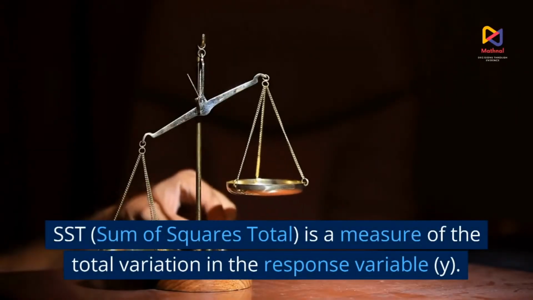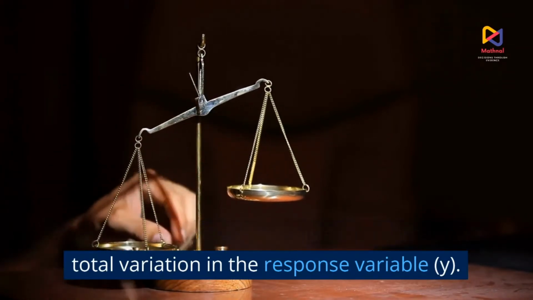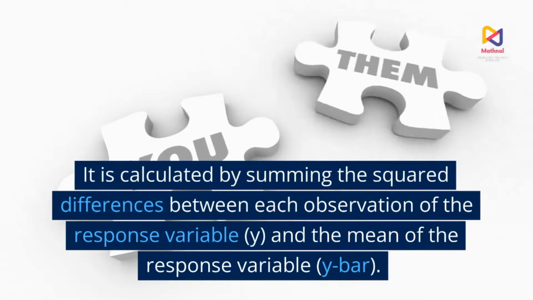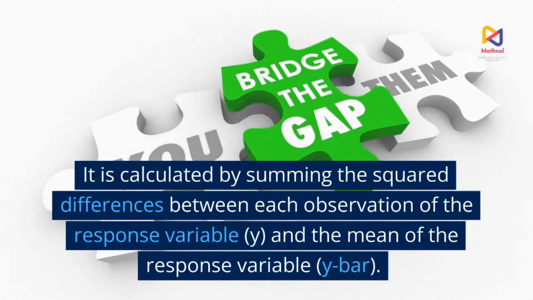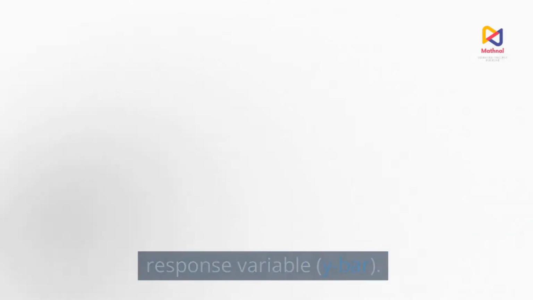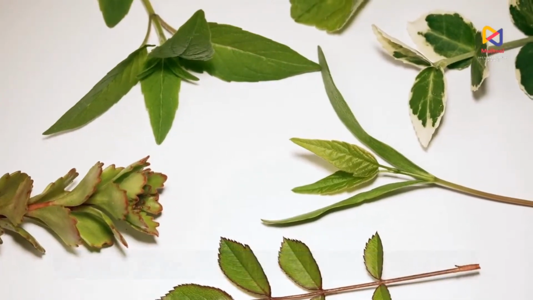SST, sum of squares total, is a measure of the total variation in the response variable, y. It is calculated by summing the squared differences between each observation of the response variable, y, and the mean of the response variable, y bar. SST measures the total variation in the data.